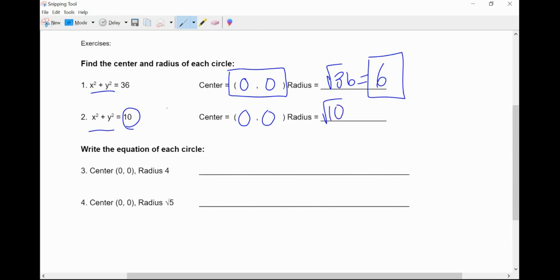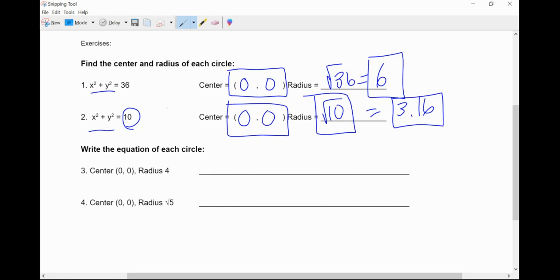And there's really no way to simplify that. So our answer is center is 0, 0, and radius is square root of 10. Now you can also find the decimal equivalent. You can say that your square root is approximately, let's say, 3.16. So your radius is around 3 units.